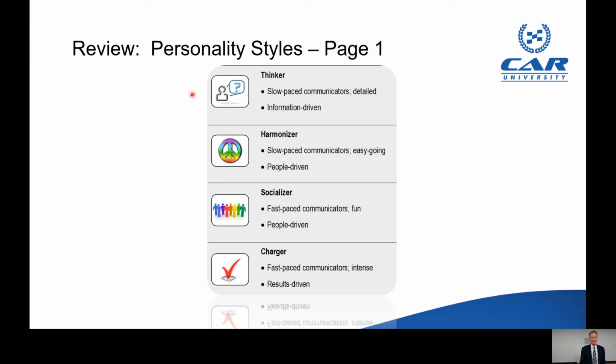Again, remember, your thinker is a slow-paced communicator. They're detailed, information-driven. Your harmonizer, very similar, slow-paced communicator, easygoing and friendly. They're also people-driven, like a socializer. Your socializer is a fast-paced communicator, fun, and they're people-driven. These two, again, as we discussed in the last video, are relationship, connection, and people-driven.